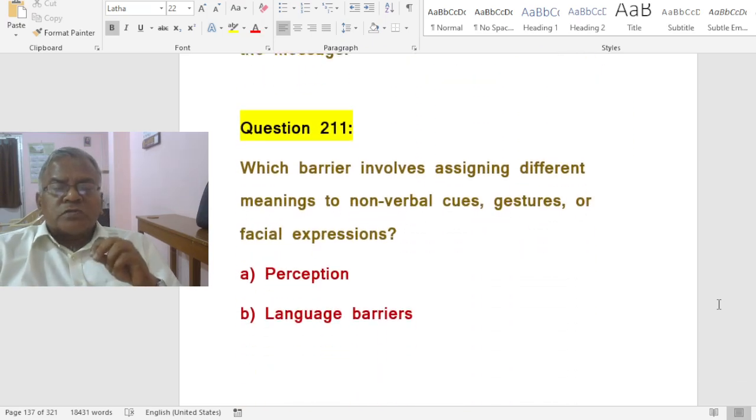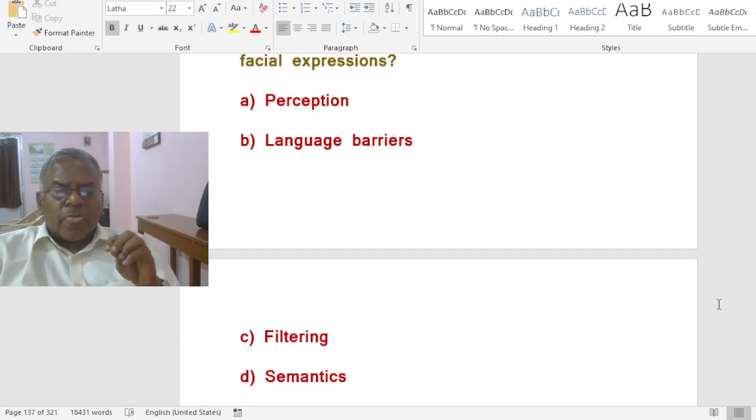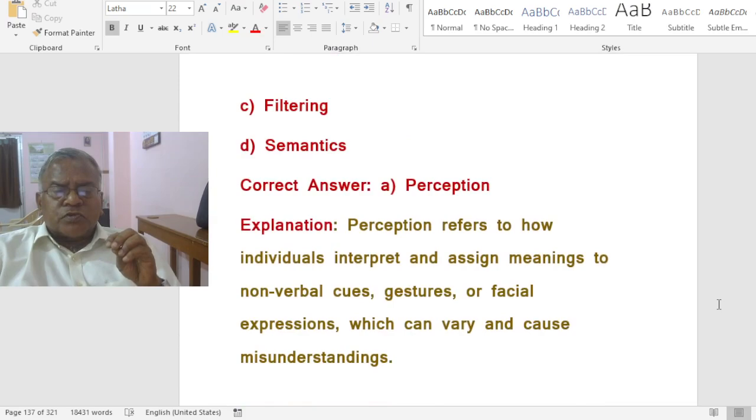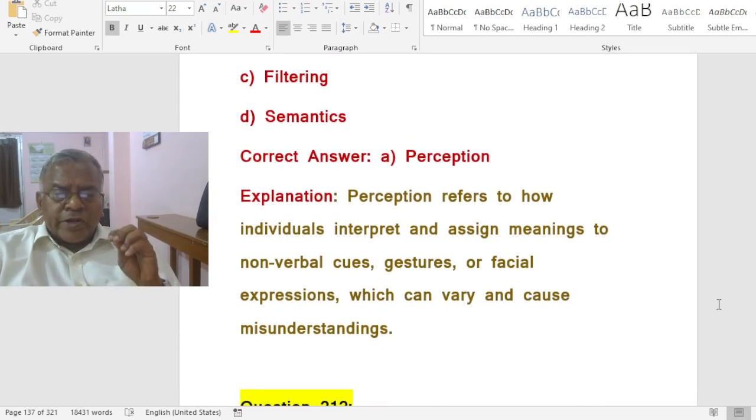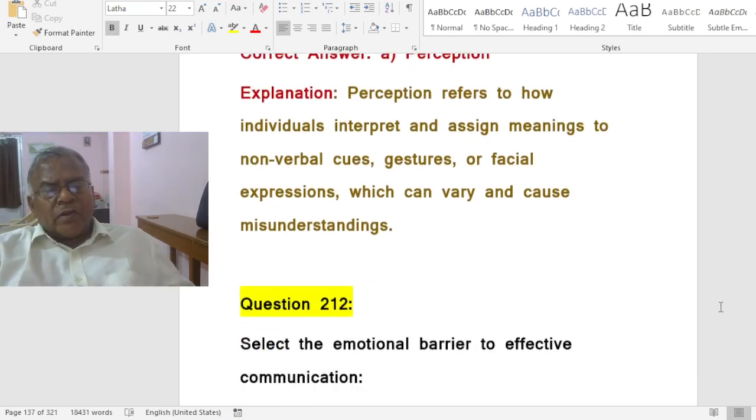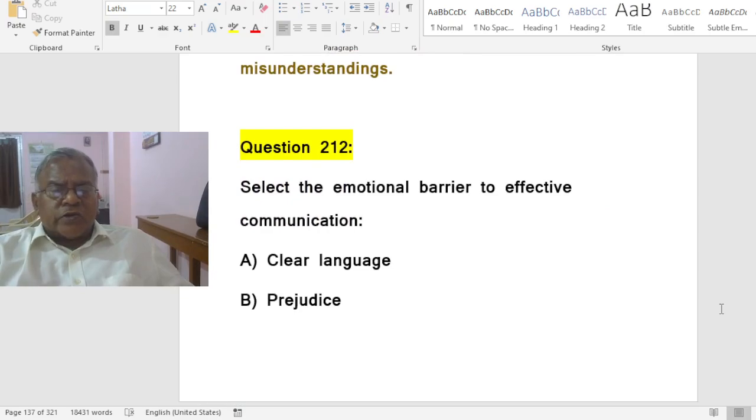Which barrier involves assigning different meanings to nonverbal cues, gestures, or facial expressions? That is perception. Perception refers to how individuals interpret and assign meanings to nonverbal cues, gestures, or facial expressions, which can vary and cause misunderstandings. Perception.